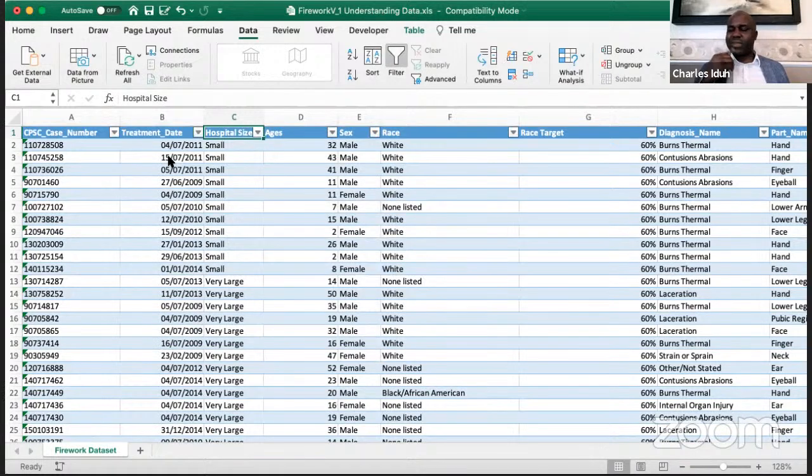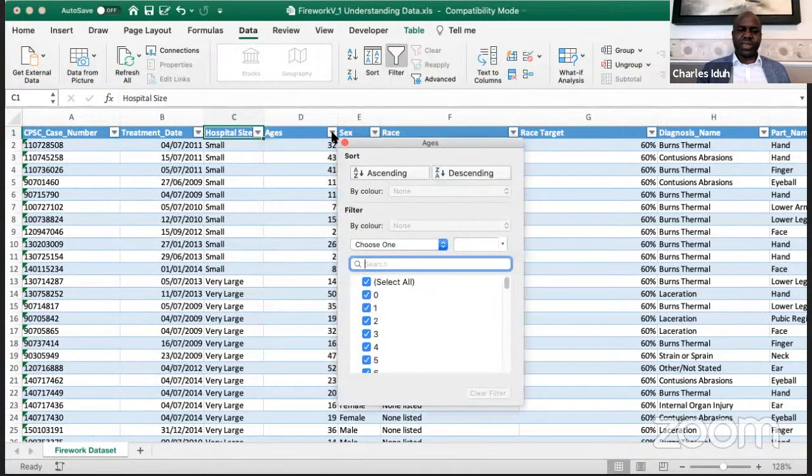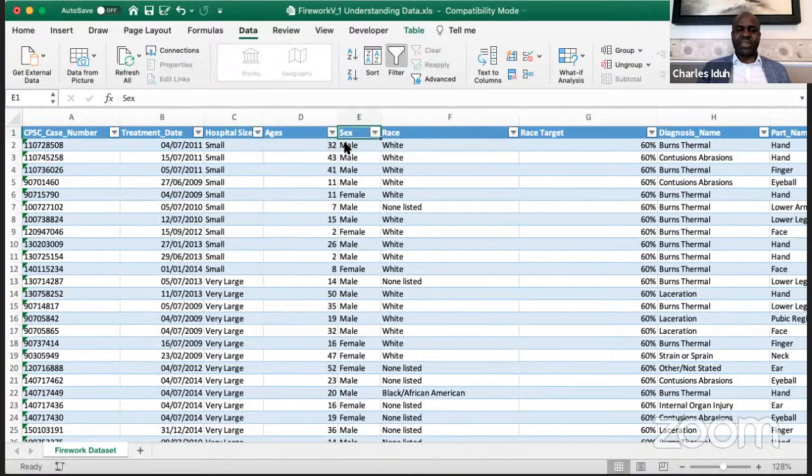We have hospital size. We have small, very large, medium, etc. We have ages, and we can see that the ages are from 0 to 79, so it covers all age groups. We can see the race. We can see listed, non-listed, and all that. So this column is telling us about the age. Now you see we are reviewing individually, and when it comes to the time we're able to marry any one or two columns together. So we have race, and this is how you'll be doing your work. You go through individual columns.